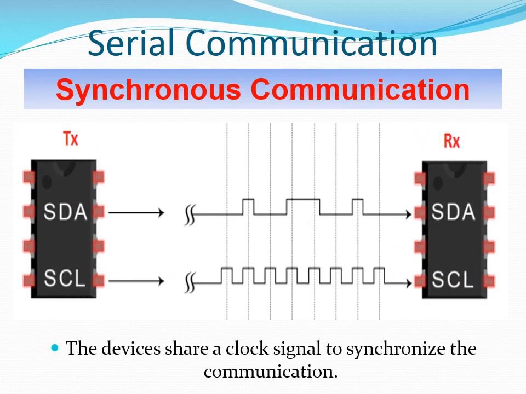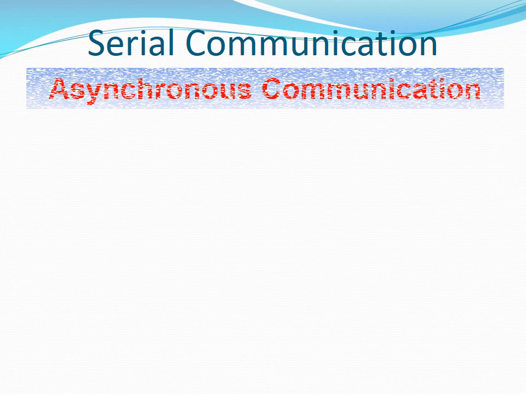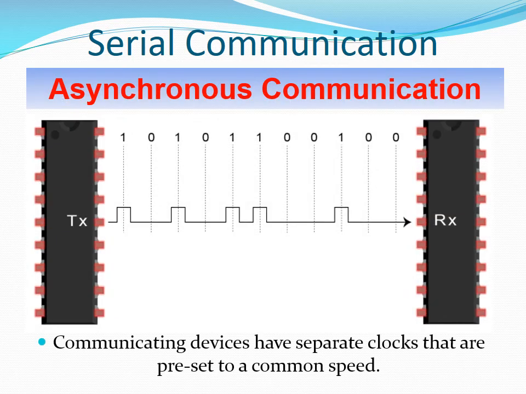There are two types of serial communication, and these are synchronous communication and asynchronous communication. In synchronous communication, the communicating devices share a clock signal to synchronize the communication. Each data bit is transmitted in one clock cycle. In asynchronous communication, the communicating devices have separate clocks, and these clocks are preset to a common speed to synchronize the communication.